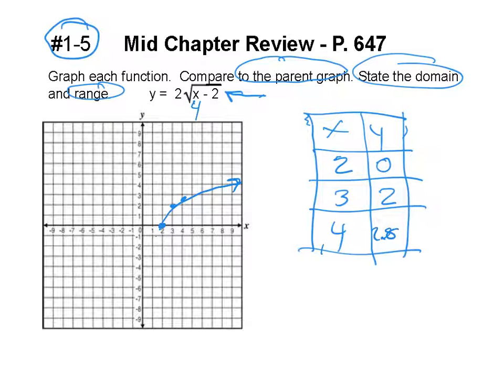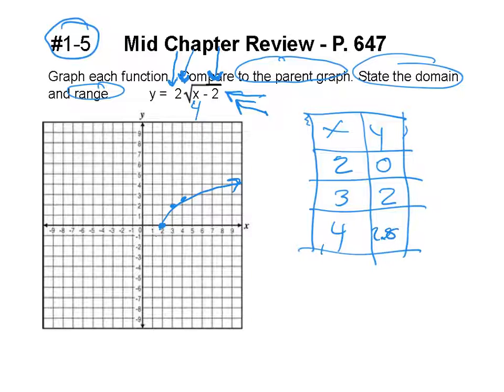All right, so now we have to state the relationship to the parent graph. So notice, remember, if there's a negative sign here, then it would be reflected. If there's a number that's not a fraction here, then it's vertically stretched versus vertically compressed if it's a fraction. Remember, if there's a minus here, it's off to the right. If there's a positive here, it's off to the left. Right? And then if you just see something added or subtracted at the very end, then it's up or down, right?